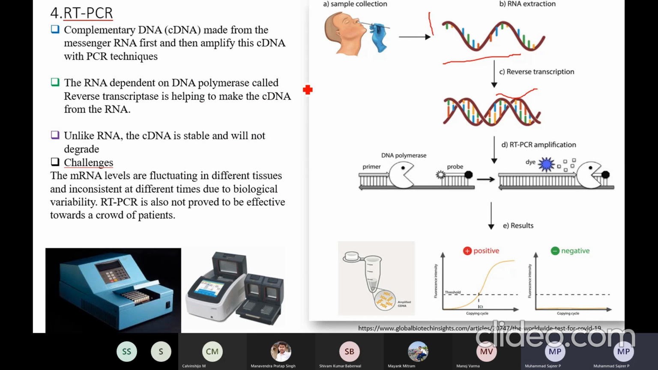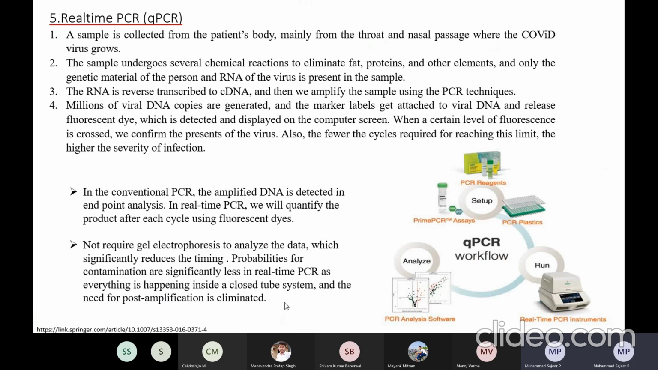And some challenges we face are that mRNA levels are fluctuating in different tissues, and RT-PCR is not effective towards a crowd of patients. And the picture you are seeing is a thermocycler where we change the temperature. This was the one developed by the CITES Corporation, and this is the modern one. And yeah, so let's go to real-time PCR.